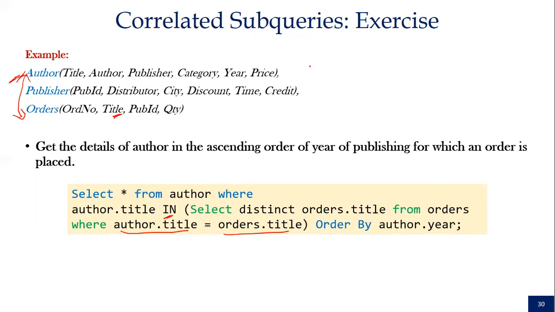How will this happen? From the author table, the first row will be fetched. Suppose the title is PQR. We check in the order table whether PQR exists. If PQR exists, then author dot title exists in the order table. Then the ordering by author year will be executed after the complete execution of this where clause, right?